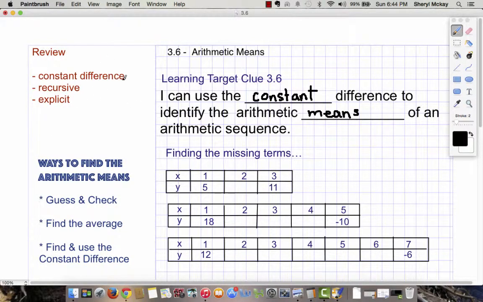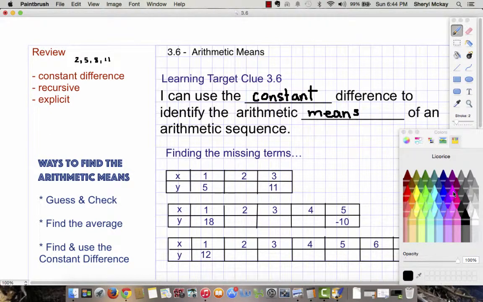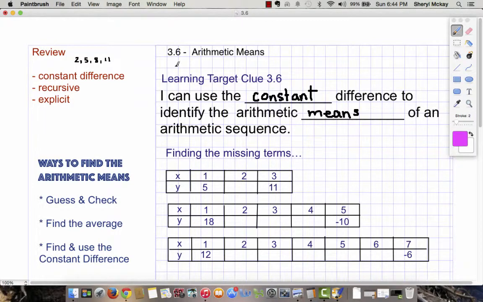So we've been working on sequences, and specifically with arithmetic sequences, there's a constant difference. And if you had an arithmetic sequence like 2, 5, 8, 11, the constant difference would be what I do to one term to get to the next term, and it is always the same thing. In this case, I added 3 to 2 to get 5, and then I add 3 again to get 8, and I add 3 again to get 11. So my constant difference is 3. Okay, so that's going to be important as we work through this lesson.